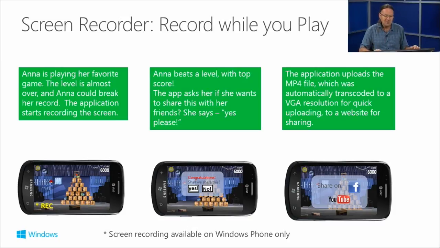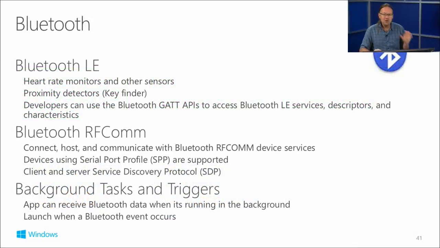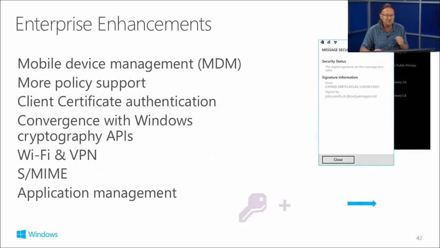That's pretty awesome. Bluetooth LE, great for key finders and sensors and heart rate monitors and all that kind of stuff. Great support for that. Bluetooth RFCOMM as well, for more serial port emulation Bluetooth devices. And these all come with background tasks and triggers as well. So you can actually run some code when you've forgotten your keys, so you can raise an alert and that kind of stuff.